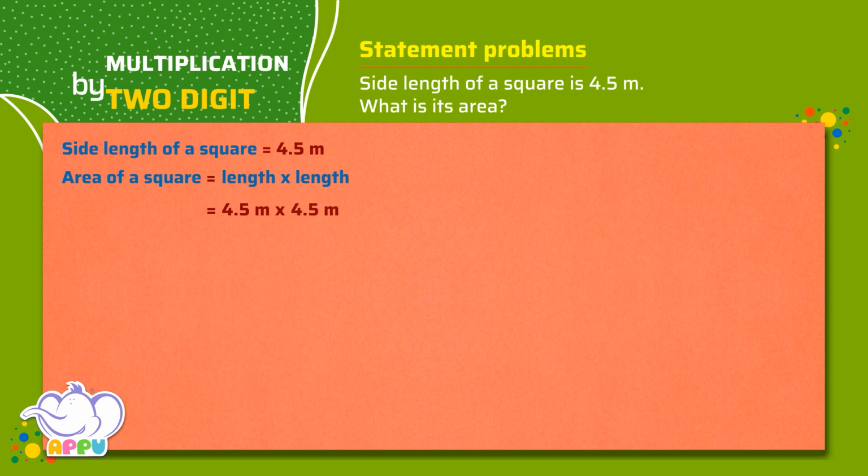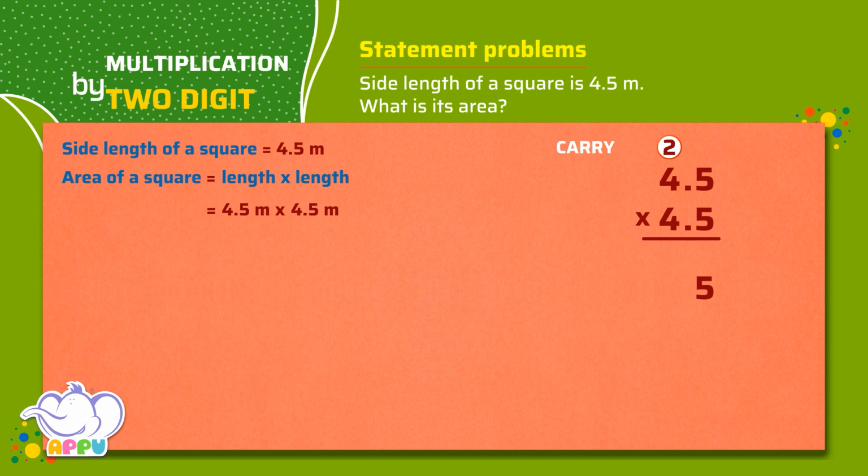Let's first multiply 45 times 45. We multiply the number in the ones place by 5, which is 5 times 5 equals 25. We keep 5 and carry 2. We write this in ones place.